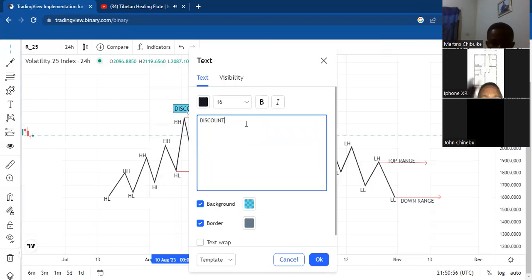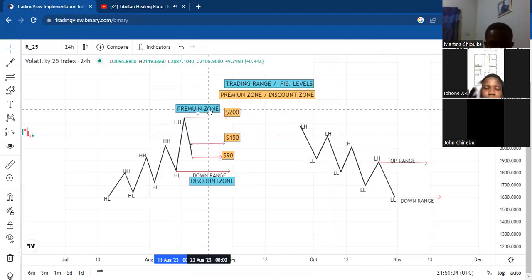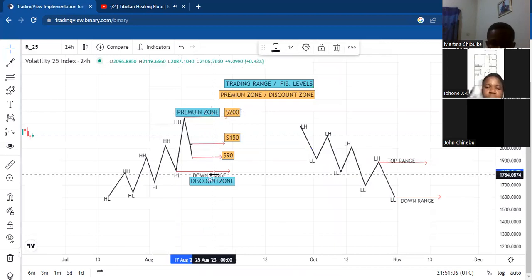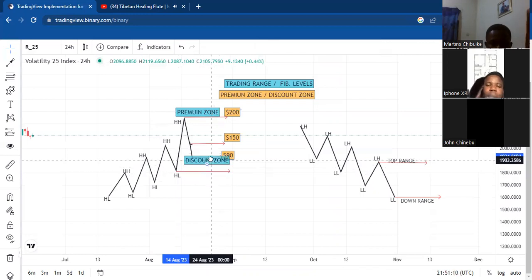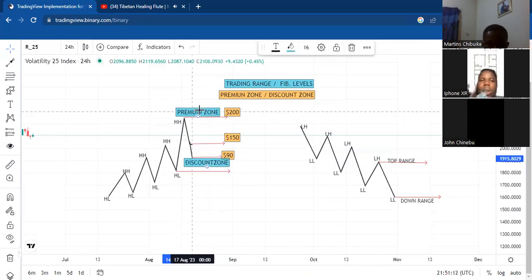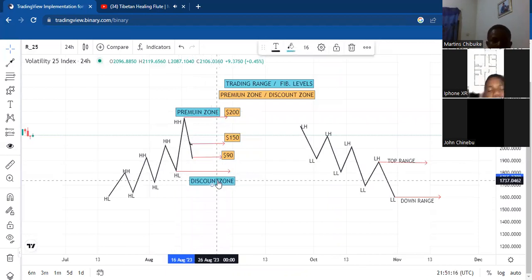Oh my God. Allow me to label. I like labeling my trades. Okay, so here becomes your what? Premium. Here becomes your premium, and here becomes your discounts. Are you getting me now?